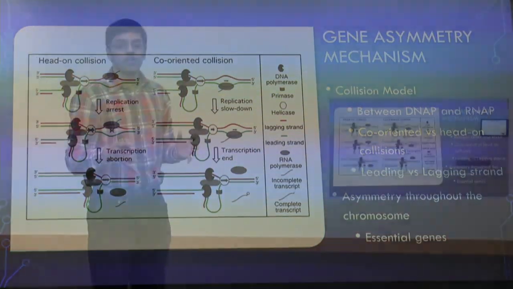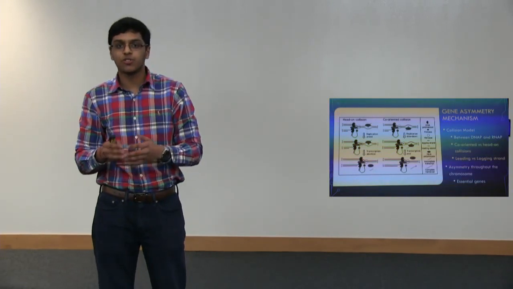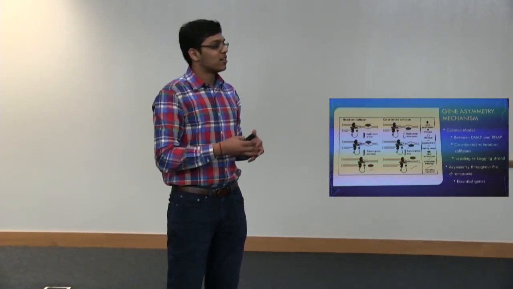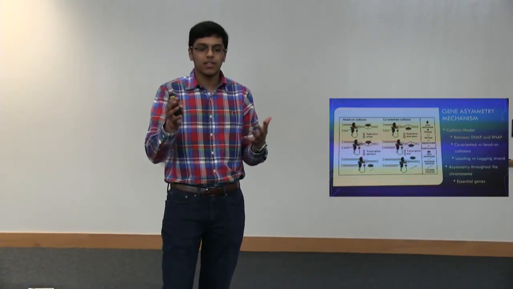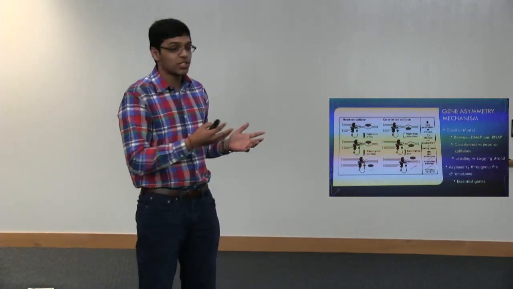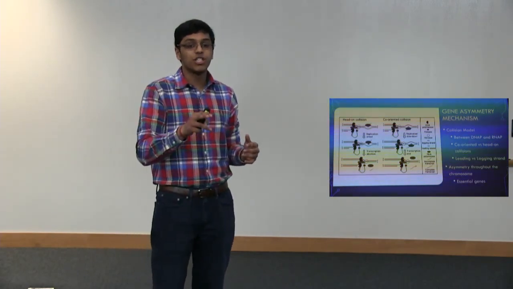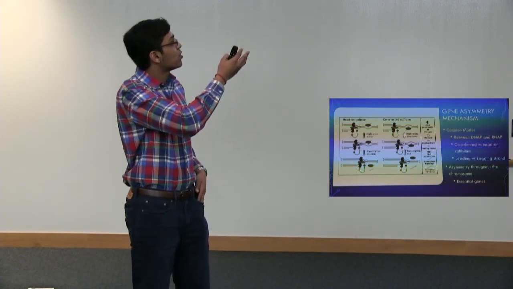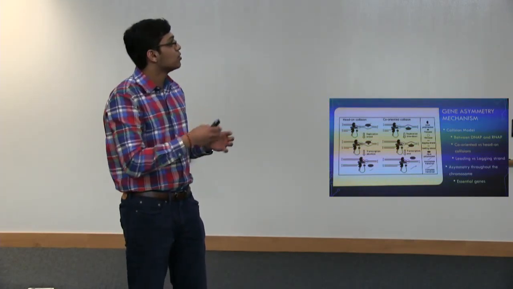So our research is concerning the asymmetrical distribution of genes throughout the chromosome. When I was learning biology, I always thought that the genes were evenly distributed. There wasn't any bias for what strand the genes would be on. But through this research, I learned that that's not true. There are certain parts in the chromosome that have more genes than others. And the model that explains this is called the collision model.